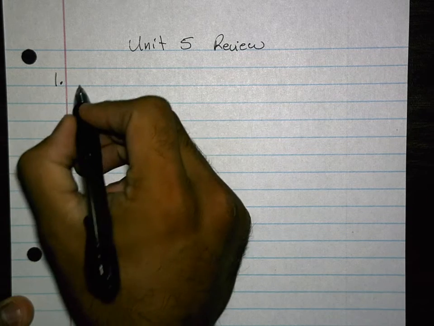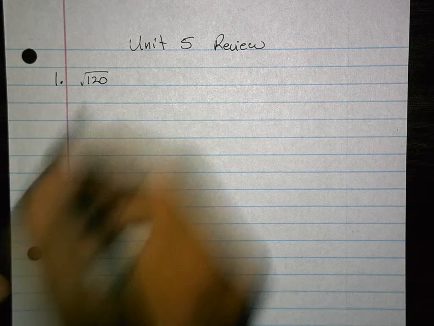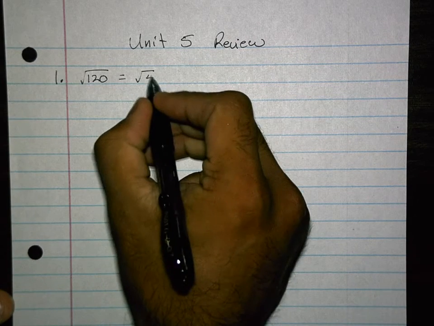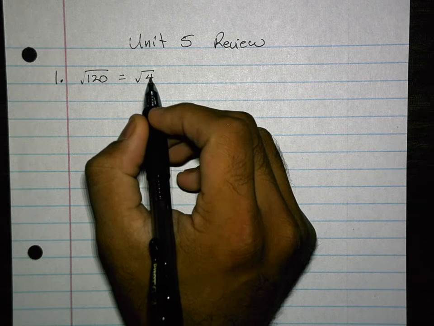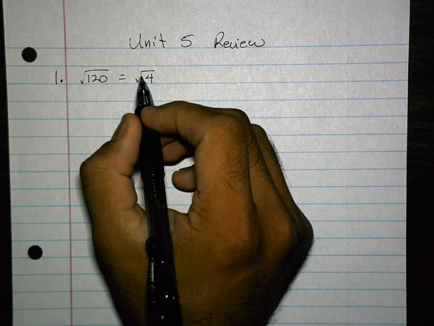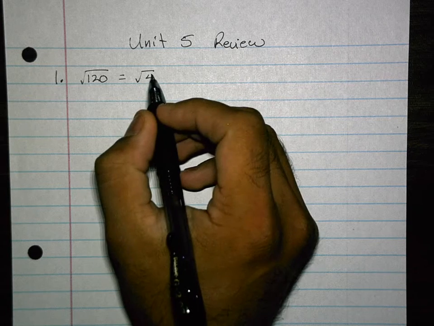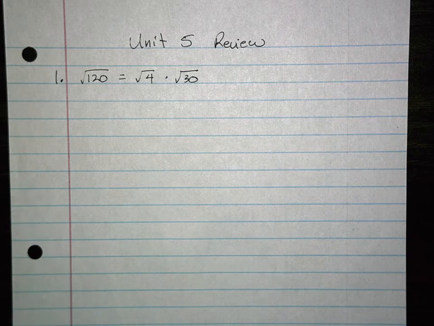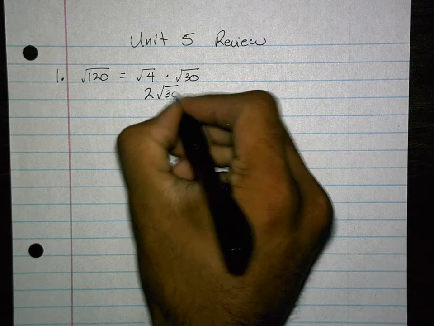And it says the square root of 120. Now you can do a factor tree for this if you want. I told us to go ahead and divide by perfect squares, so there's a 4 in there for sure. If I divide that by 4, I'm looking at 30. 30 doesn't have any perfect squares in it, so this equals 2 root 30.